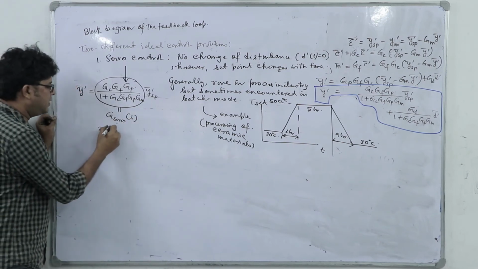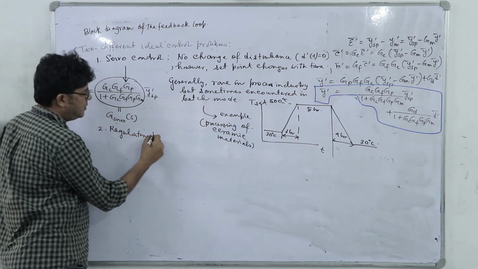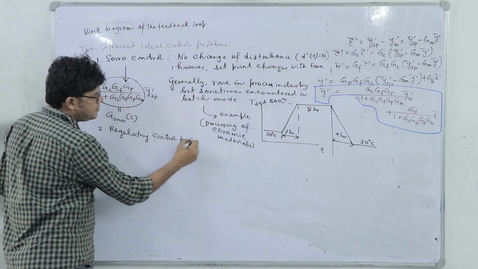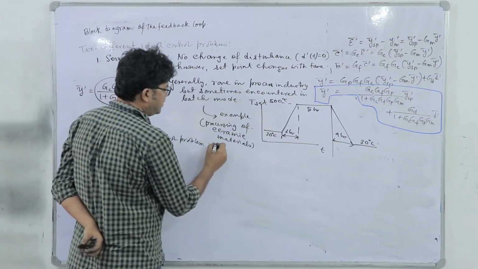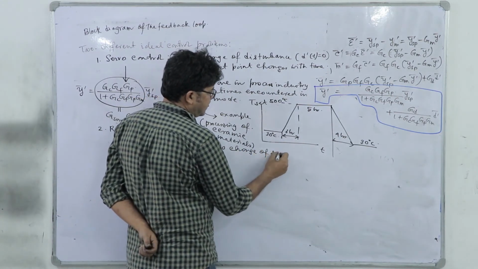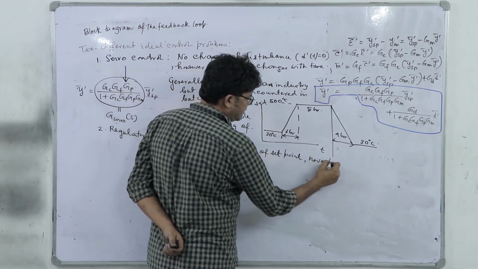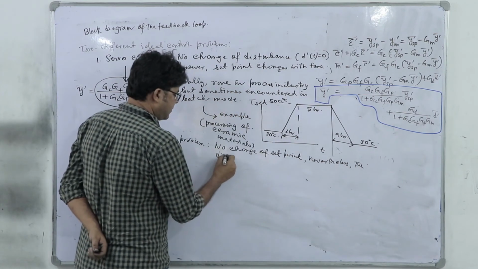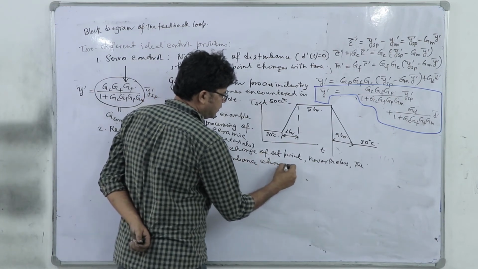The other problem is the regulatory problem, a regulatory control problem. Common in process industry. What is that? No change of set point. However, nevertheless, the disturbance changes with time.